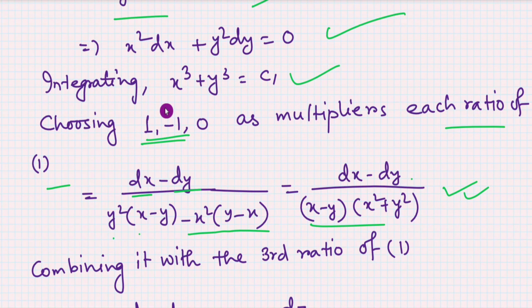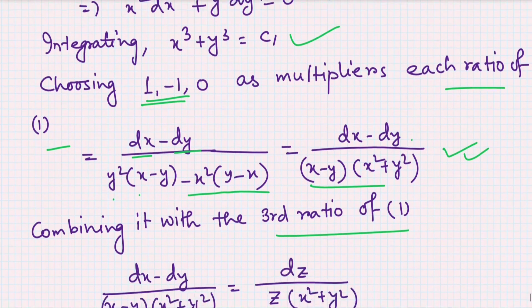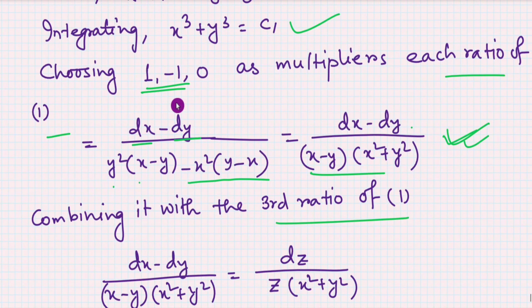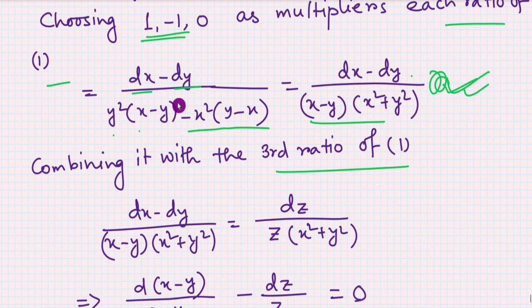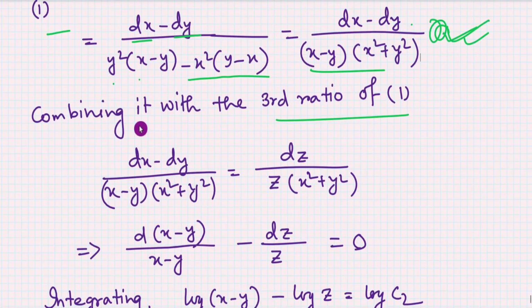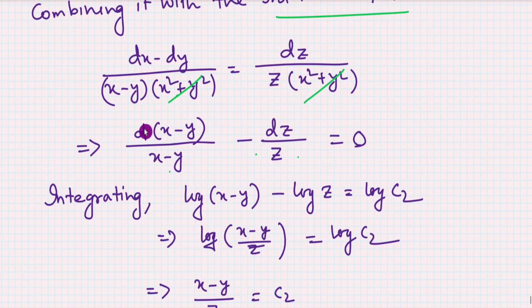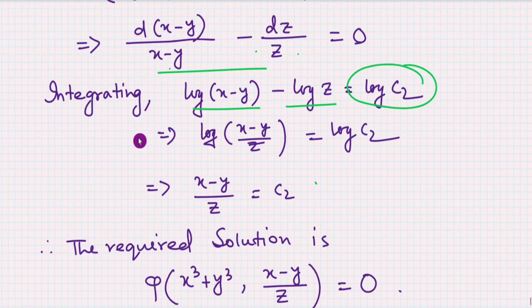Now combining with the third ratio, let us take the third ratio and this ratio, and equate them. We get d(x minus y) by (x minus y) minus dz by z equal to 0, since the (x square plus y square) term cancels out from both sides. If we integrate this, then we get log(x minus y) minus log z equal to, let us take the constant of integration as log c2. So we all know that log((x minus y) by z) is equal to log c2, this gives (x minus y) by z equal to c2.